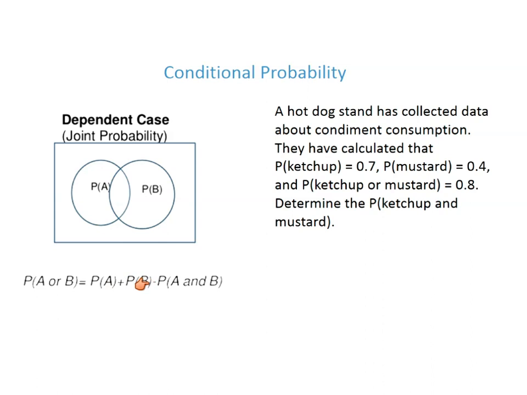We add each probability together and then subtract their intersection. So let's take a look at how that would work. A hot dog stand has collected data about condiment consumption.